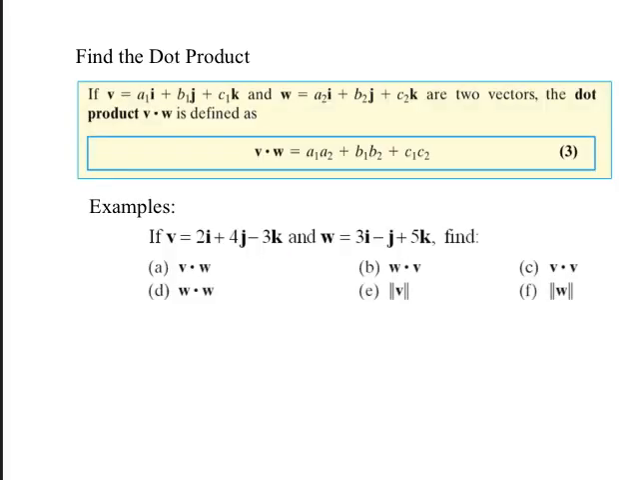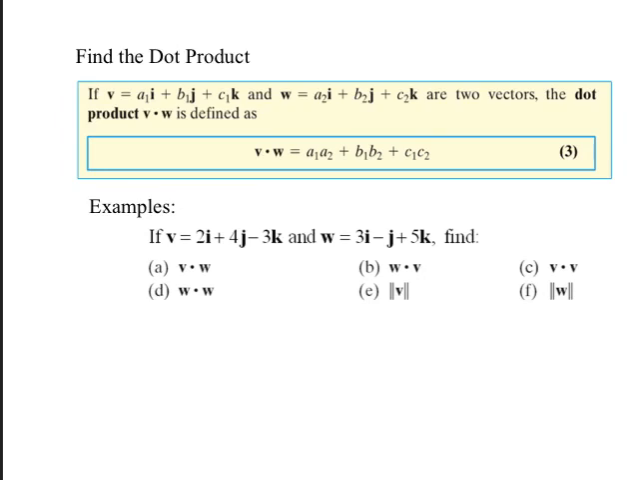All right, so now we're going to find the dot product between two three-dimensional vectors. And just like in 2 dimensions, you multiply your i component coefficients, you multiply your j component coefficients, and then your k component coefficients, and then you add those together. So I will go ahead and do the example for v dot w, and then you can pause it and try b, c, d, e, and f, and then unpause it to see the answers.